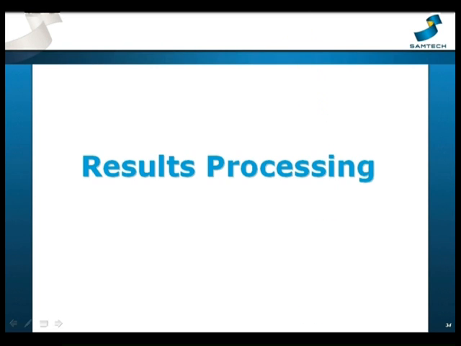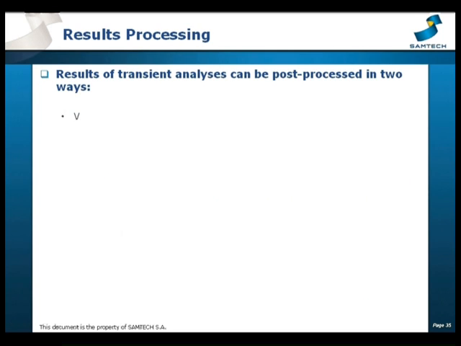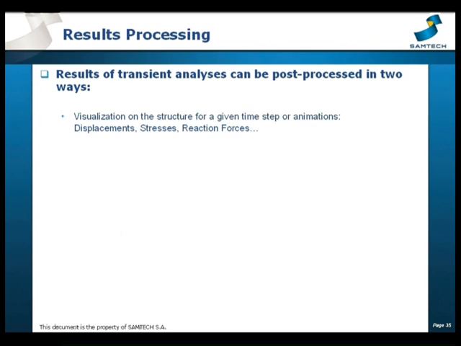The last part of this presentation will focus on results processing. For transient analyses, results come in two different ways. First, one can visualize the distribution of a specific result, like displacements or stresses, over the complete structure for a given time step, like taking a picture. Likewise, when displaying all the pictures one after the other, you can attain the animation of the results through time.